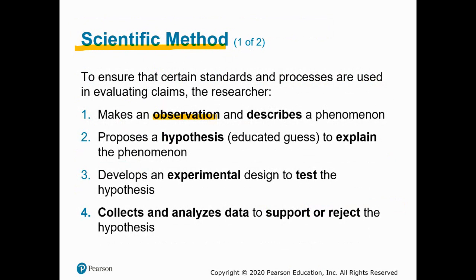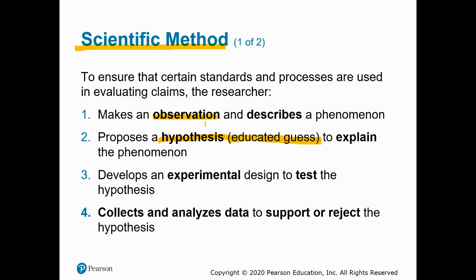First is to make an observation. So like observing that something is going on, right? And you're like, oh, that's an interesting phenomenon. I want to study that and understand it further. So first, kind of identifying something to study. Second is writing a hypothesis, which is basically an educated guess that attempts to explain what's going on.